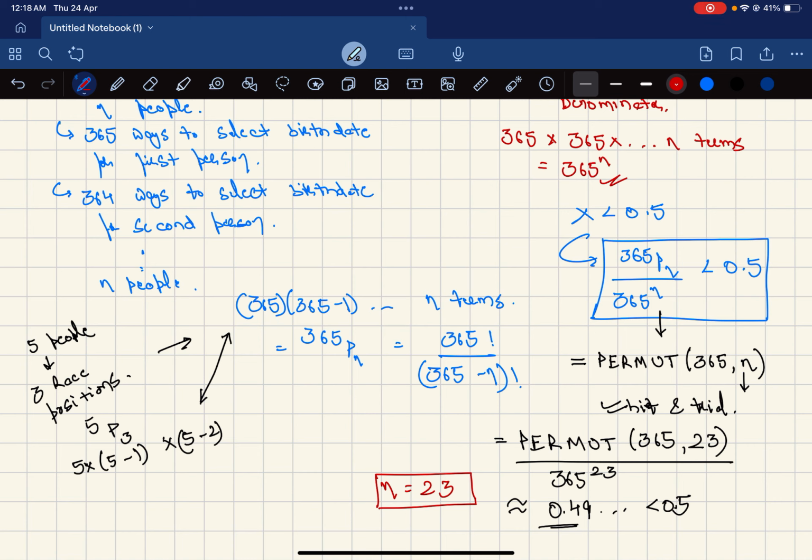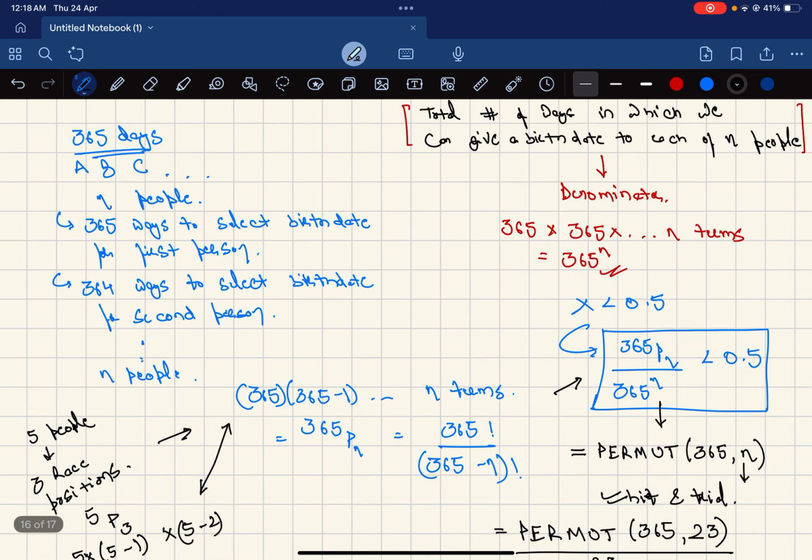But the major thing here was to understand how we are getting this particular formulation to solve for n. So this is it from this particular session.